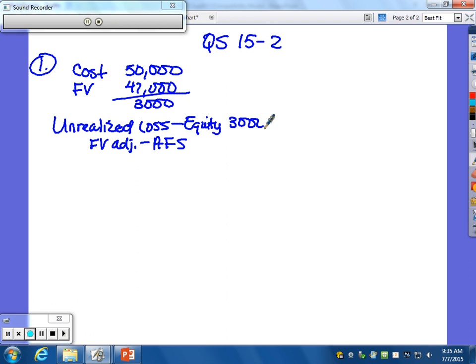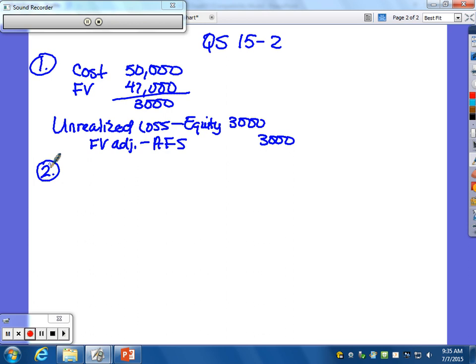Okay, the second thing that they have required that we do says, for each account in the entry for part one, explain how it is reported on the financial statement. So for unrealized loss equity, how are we going to report that? Is it on the balance sheet or is it on the income statement? It's on the balance sheet. Equity is not reported on the income statement. Only income and expenses are on an income statement. So, for one, it's reported on the balance sheet.